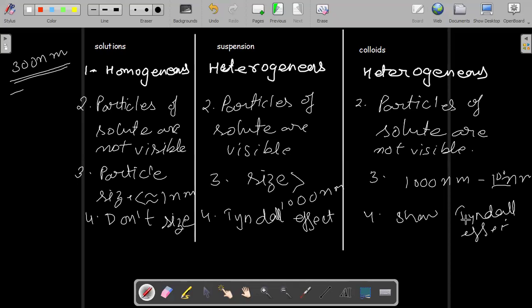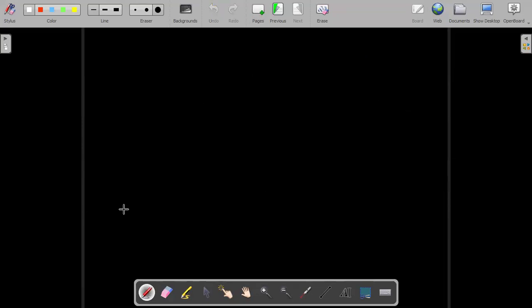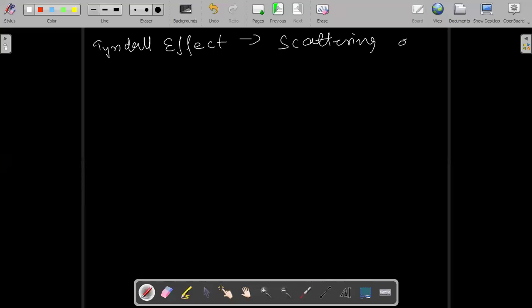This effect is called the Tyndall effect. Understand my point? You will get to know what the Tyndall effect is. Okay. So Tyndall effect, it's not a very big thing. Tyndall effect is just scattering of a beam of light.